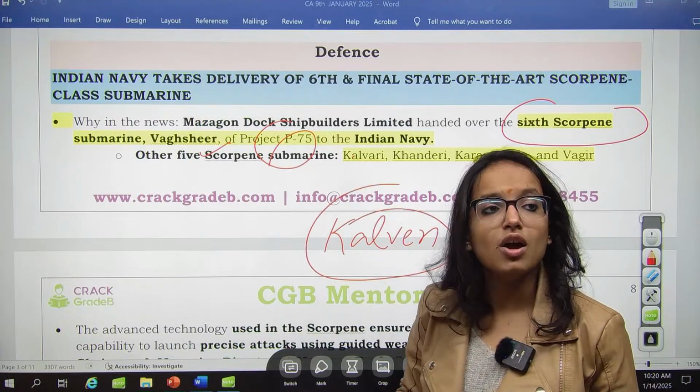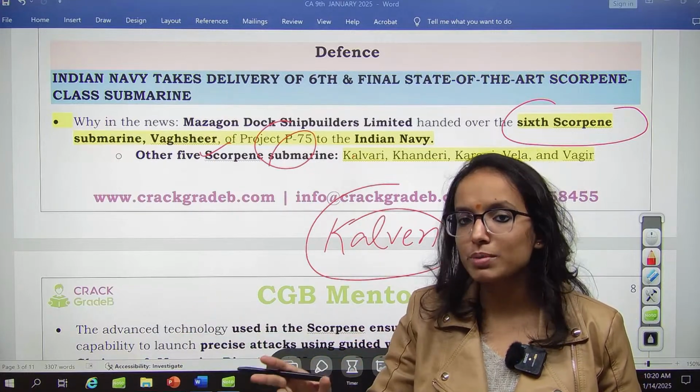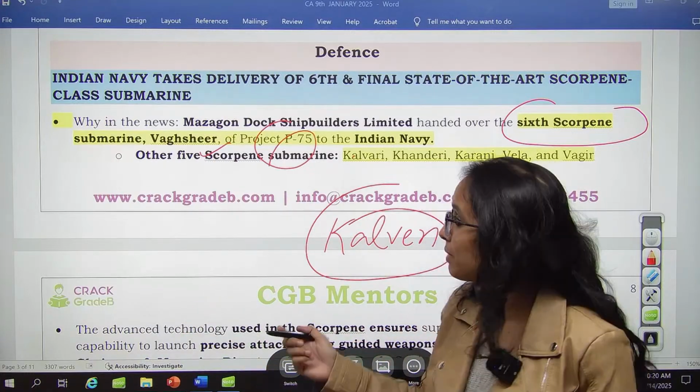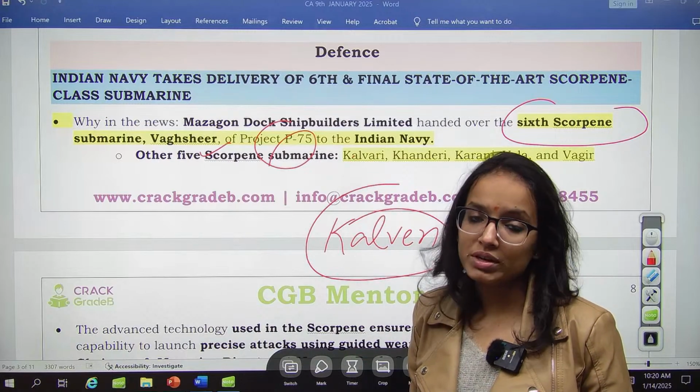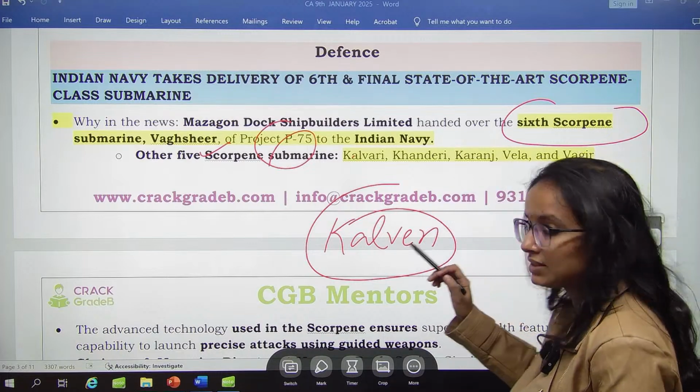Kalvari class submarine, or at the global level, Scorpion class. So all these 6 vessels under this you need to remember. The 6th one which has been transferred by MDSL to Indian Navy is Vagsheer, right? What is the name? Vagsheer. Vagsheer is the 6th one.